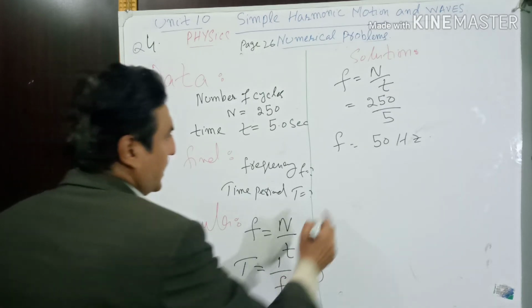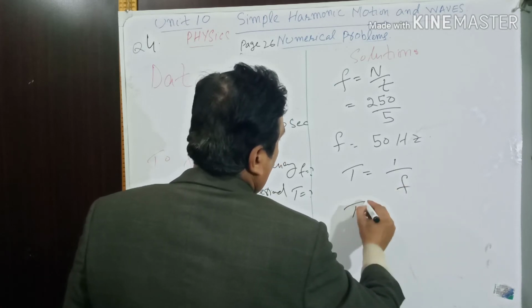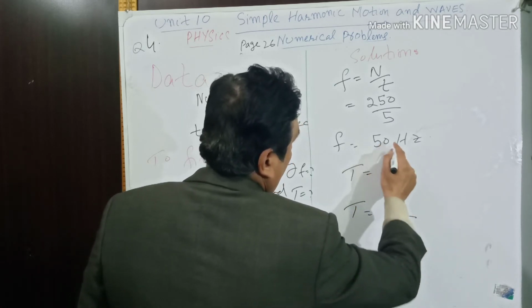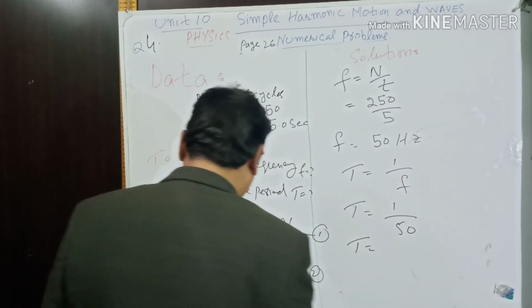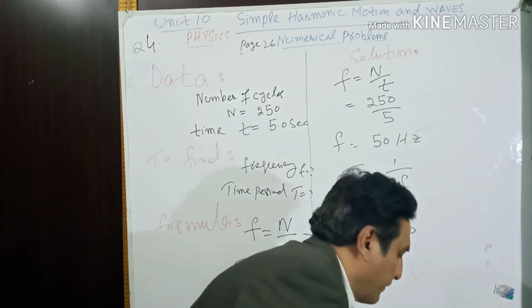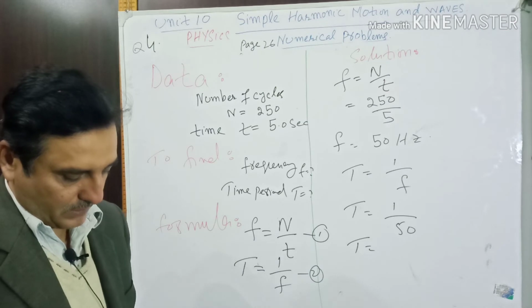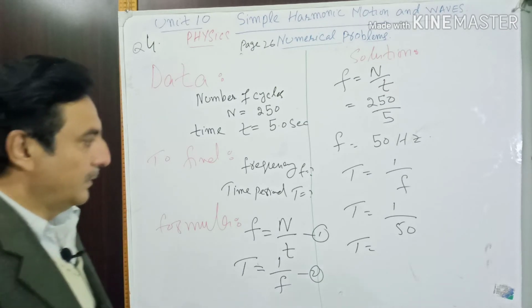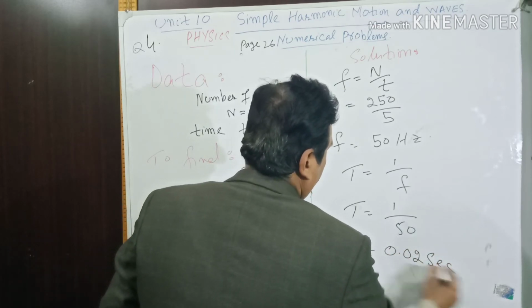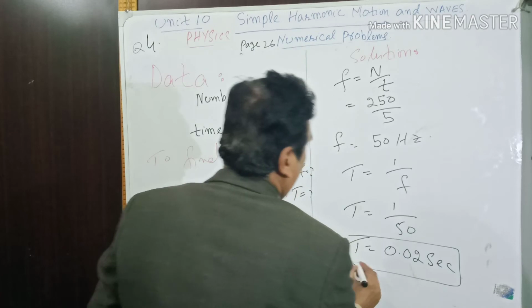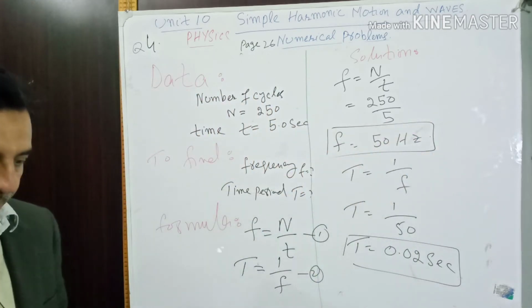The second part is time period. Divided by 50. Zero point 0.02 seconds. This is our second answer, and this one is our first answer. Okay.